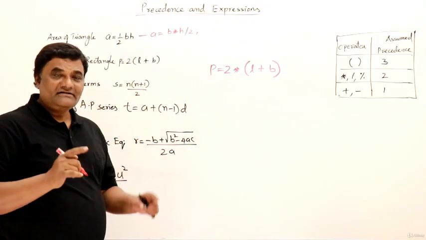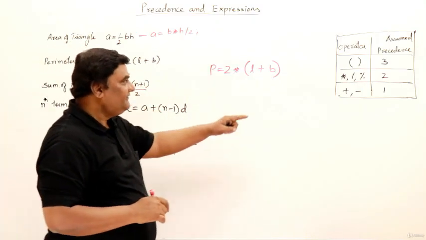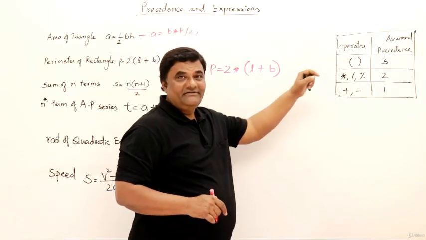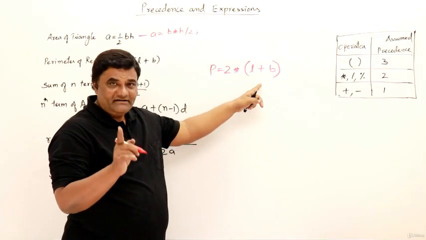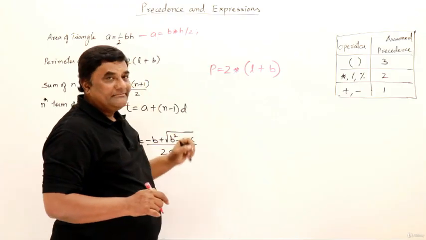If you write in the bracket, then they are added first, because who is having higher precedence? Bracket is having higher precedence. So this addition will be done first. Whatever is in the bracket, that is done first. Then it is multiplied by 2.